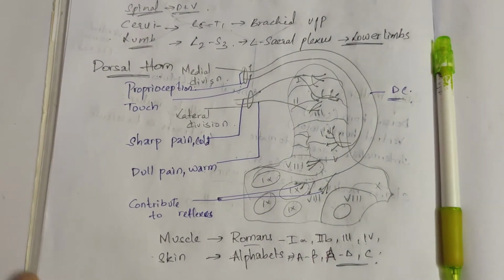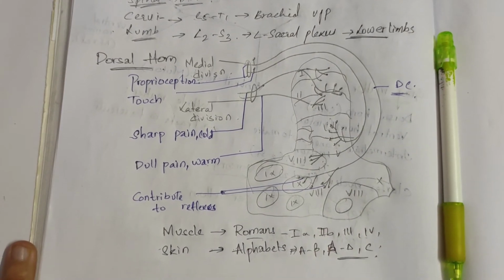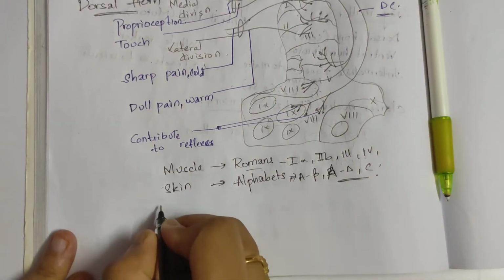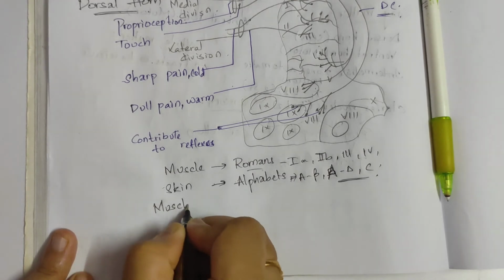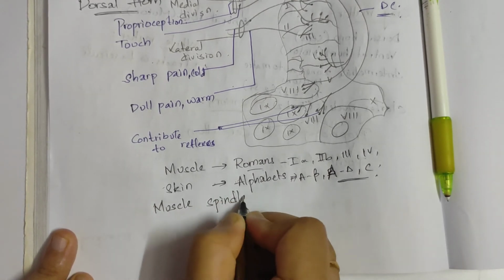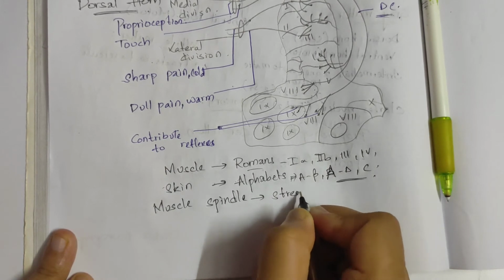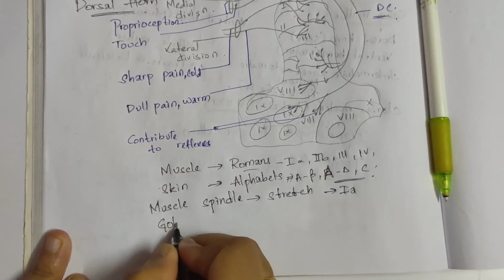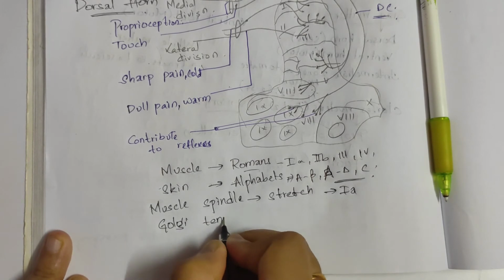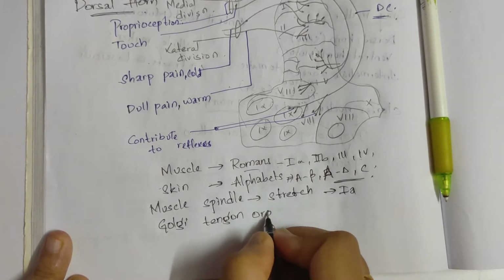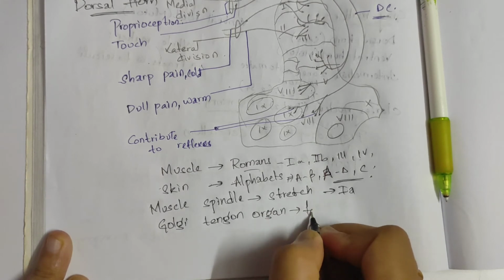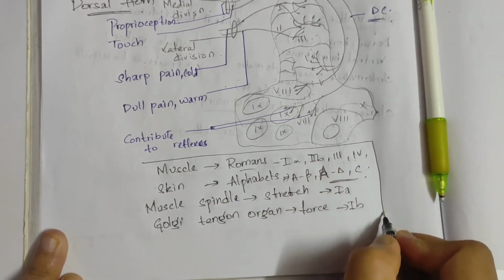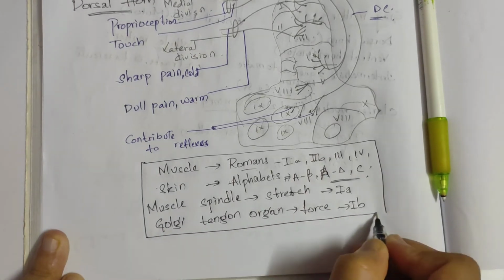So we can classically divide this into the muscle spindle, which responds to the stretching of the muscle, that is 1A, and also Golgi tendon organs, which respond to force, that is 1B. It's important to remember this to avoid confusion.